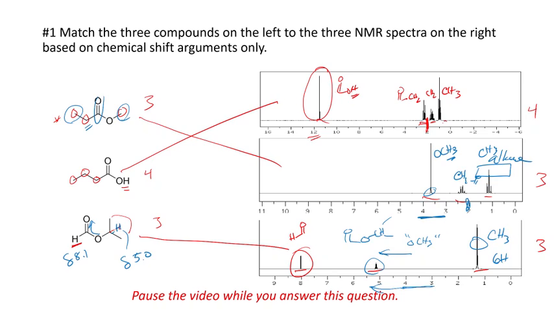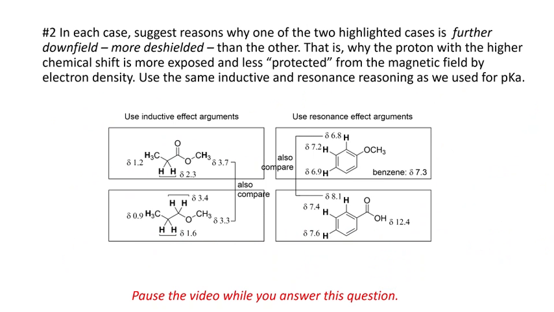Number 2, ready? In each case, suggest reasons why one of the two highlighted cases is further downfield, more de-shielded than the other. That is, why the proton with the higher chemical shift is more exposed and less protected from the magnetic field by electron density. Use the same inductive and resonance reasoning as we used for pKa. Now, there's a lot here, a lot of different relationships. Just come up with as many as you can and come back to the video.